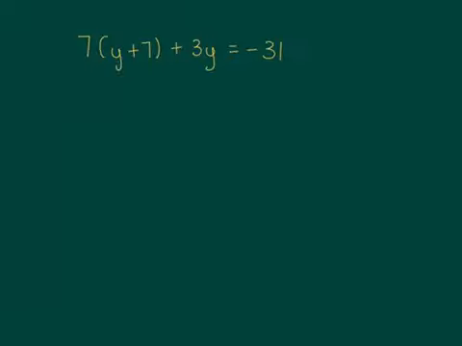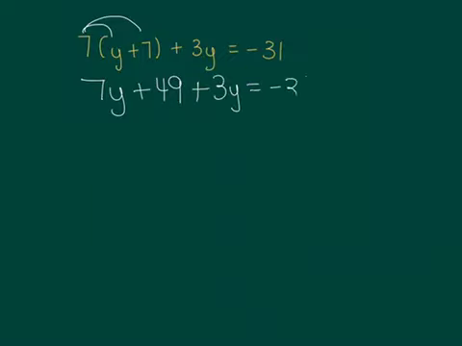In this equation, we only have distribution on one side, so we're going to take care of that distribution first. I'm going to multiply the 7 by both the y and the 7. So I have 7y plus 49 plus 3y equals negative 31. Now again, I have two y's that I can combine, so I have 10y plus 49 equals negative 31.